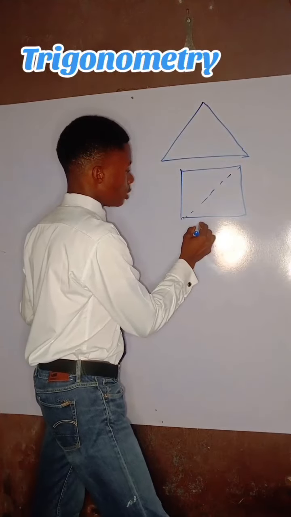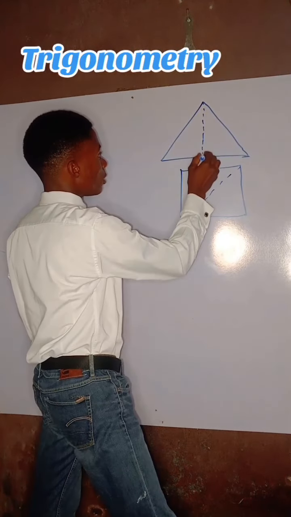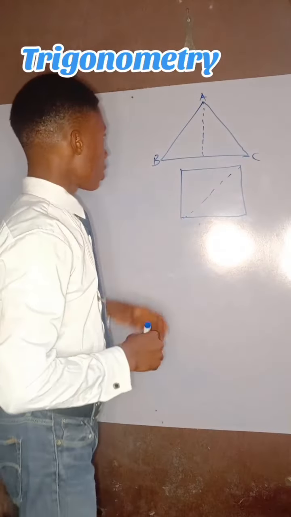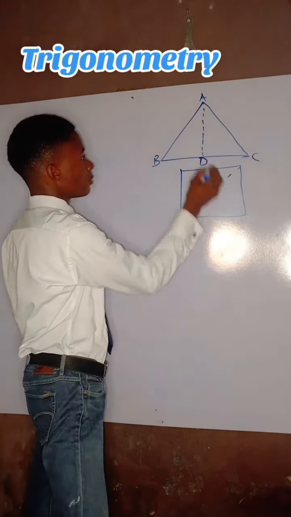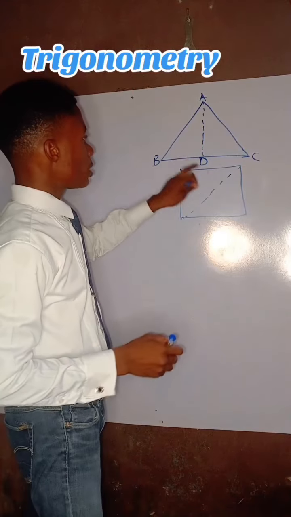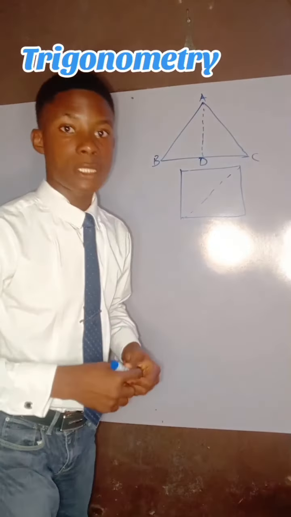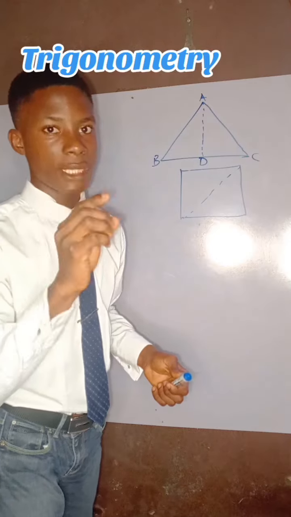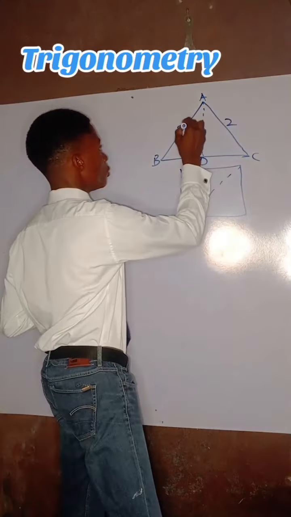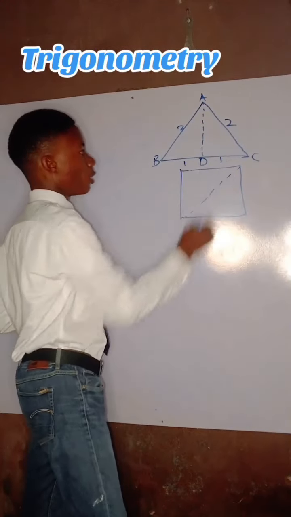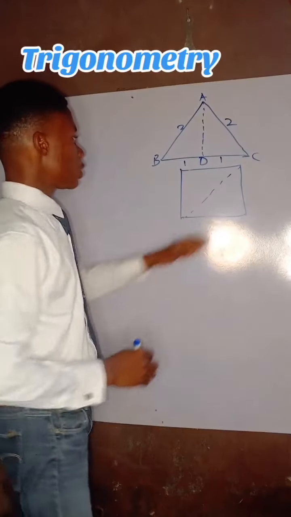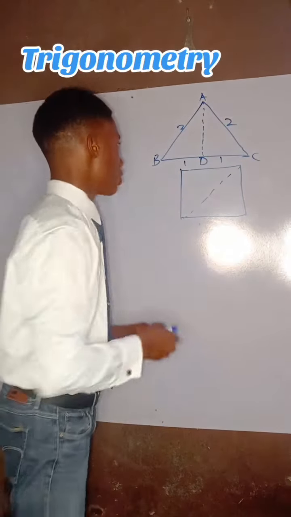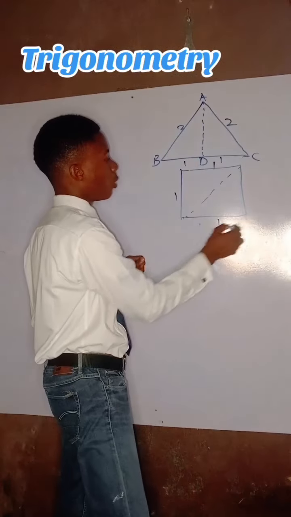So the first one now, we bisect here. Let's say here is A, here is B, and here is C. Are you seeing it? Now we call here D. So each of these sides is having 2 units. You can do more research on why they use 2 as the unit in that equilateral triangle. So we have 2, 2. When this is bisected, each will have 1, 1. So now this other one has 1 unit on all sides. So we have here 1, 1, 1, 1.